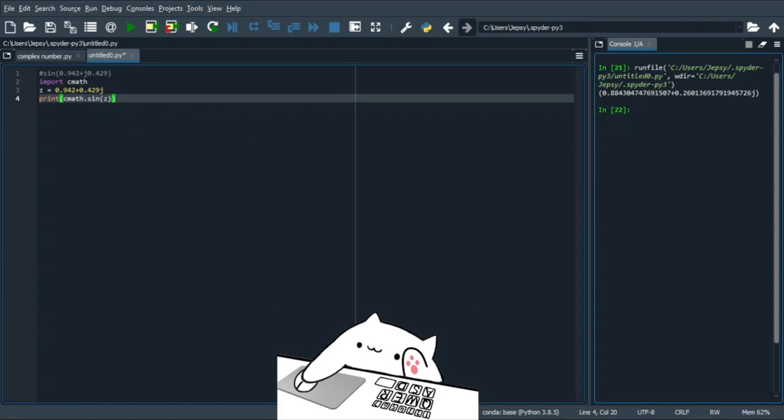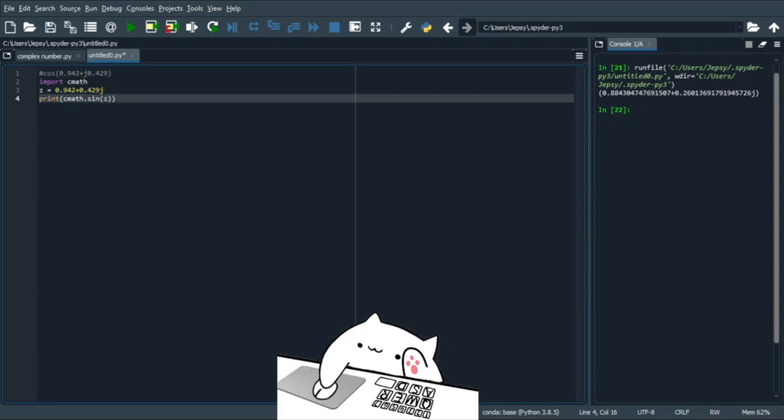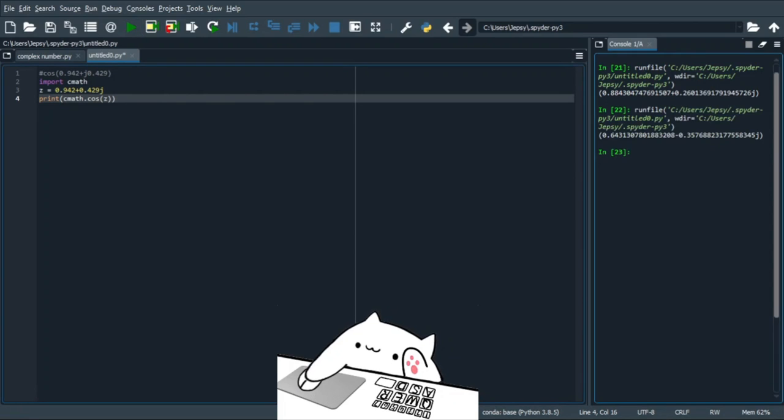0.884 plus 0.26j. Next, this time we have our cos. So change this to cos, and our angle is still the same. So we just change this sine into cos. Okay, so F5, your answer here is 0.64 minus 0.35j.